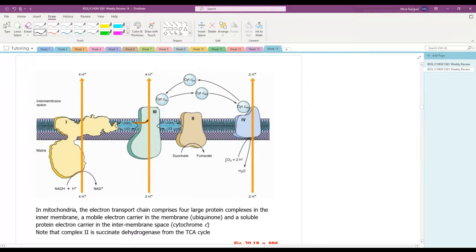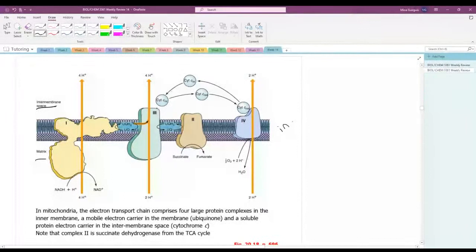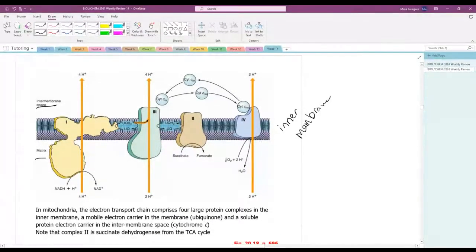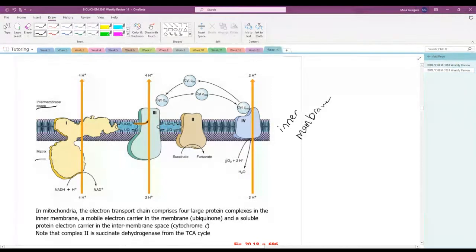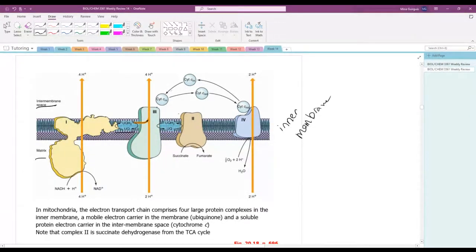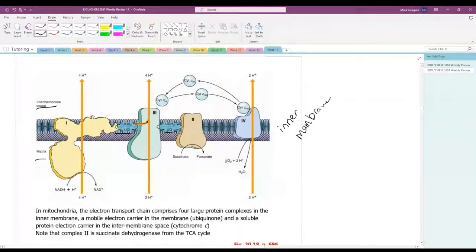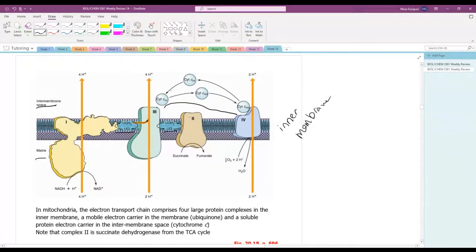So let's keep track of location. So intermembrane space to matrix, that makes this the inner mitochondrial membrane. Okay. All right. So there are 4 protein complexes embedded in the membrane. There are transport proteins, so UQ or ubiquinone, inside the membrane, and there's a transport protein outside the membrane, and that's the cytochrome C that you see up here.